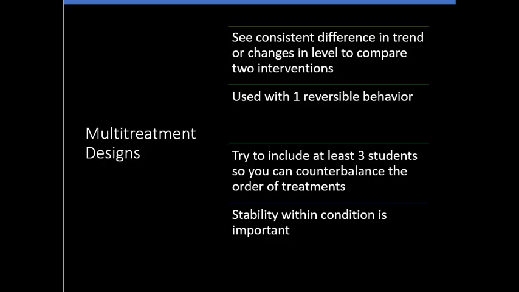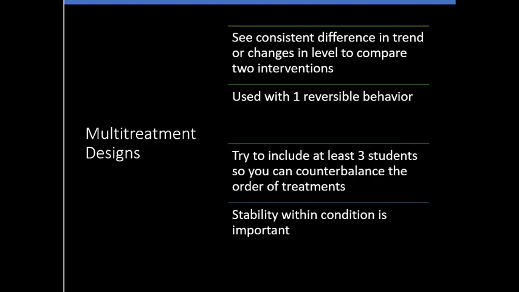Multi-treatment designs allow us to see consistent difference in trend or changes in level to make comparisons between two interventions. The designs require a reversible behavior. That is, behaviors that are likely to change readily based on the context. For example, so-called problem behavior or social interactions, rather than learning.